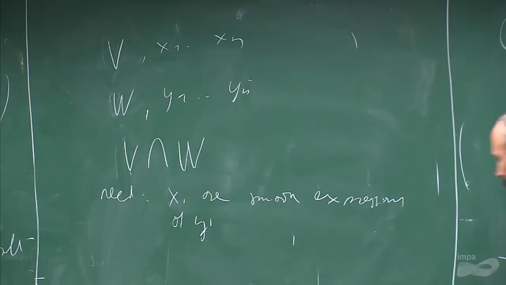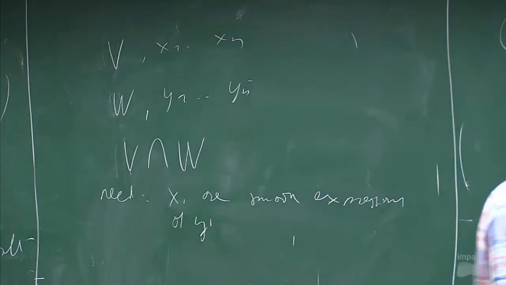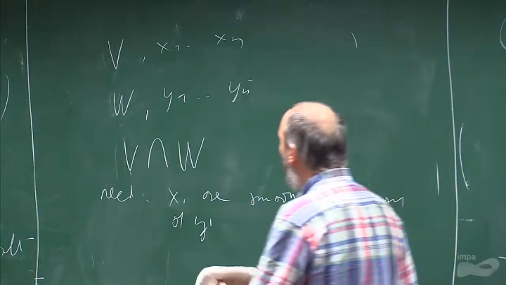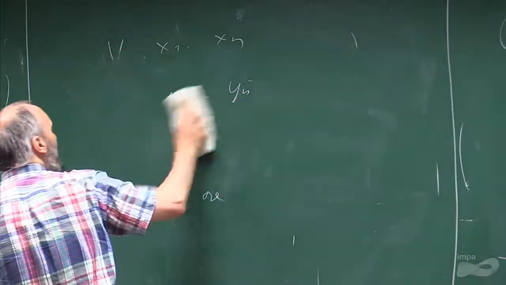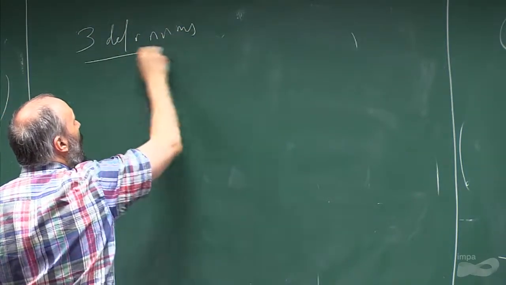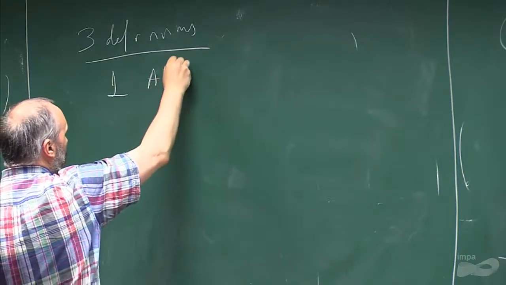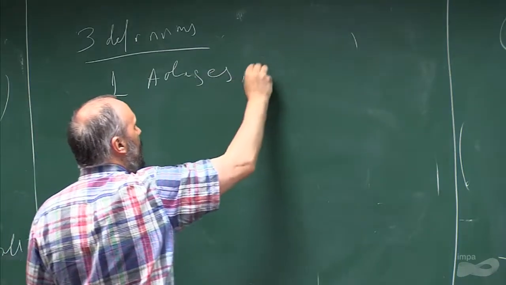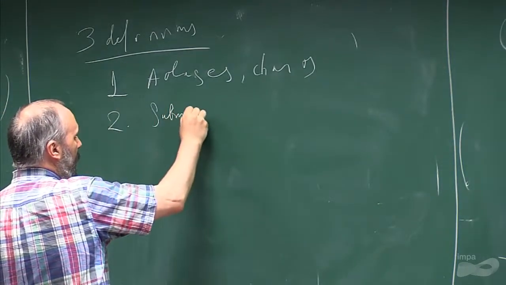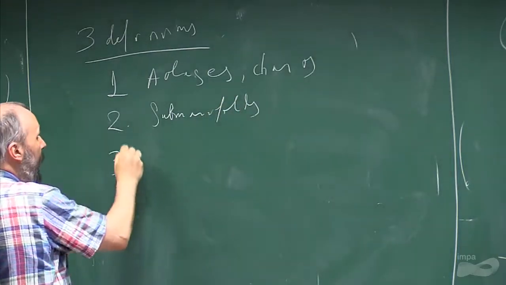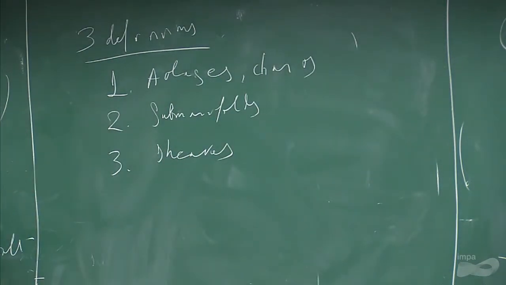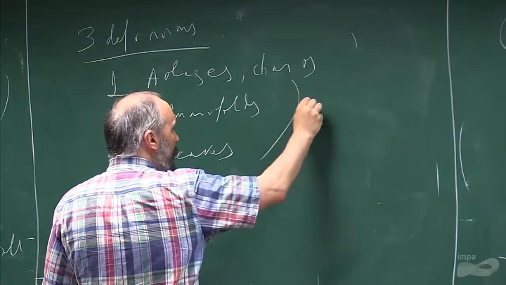Okay. Let me conclude: today we had three definitions of smooth manifolds. Let me erase this, for instance. First is atlases and charts. Second is submanifolds. Third is sheaves. So I proved you equivalence between these two.